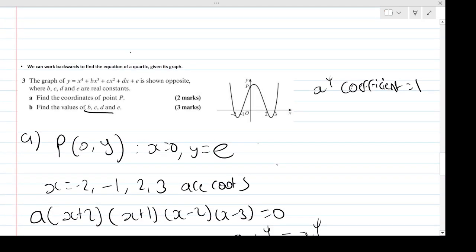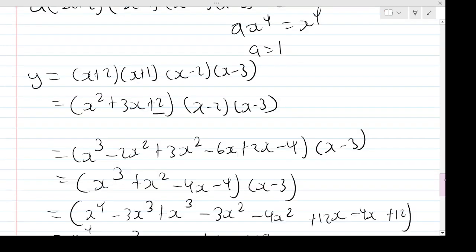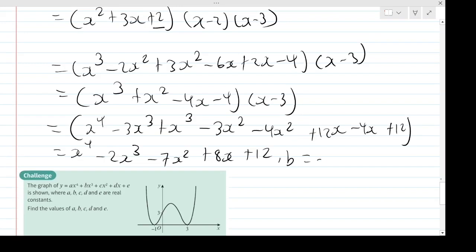So therefore, it said to find the values, we can do part B. Find the values of B, C, D, and E. Well, if you just read off, those are the coefficients, right? So B would be minus 2, C would be minus 7, D would be 8, and E would be 12.